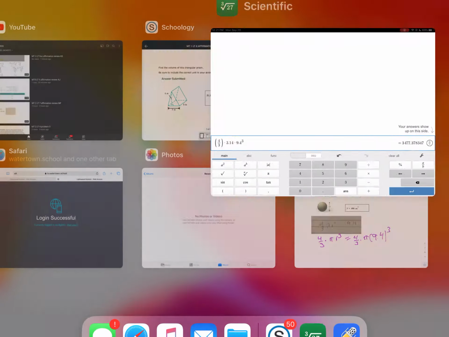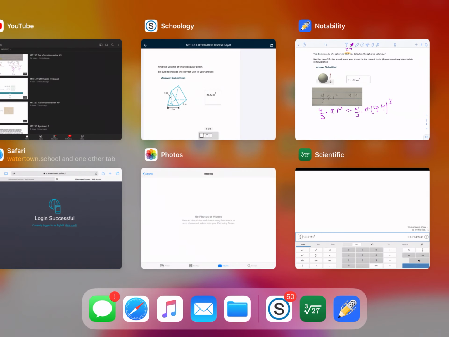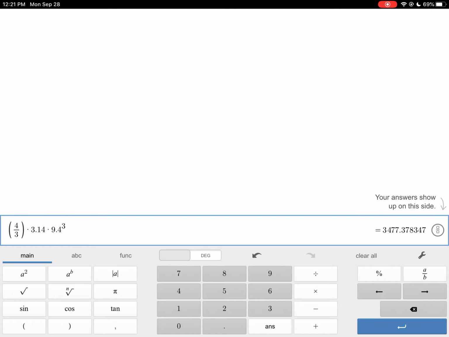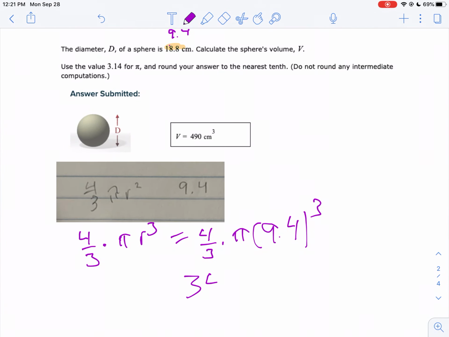3477. What are we supposed to round it to? On this problem, it says round to the nearest 10th. So 3477.4. And you had the correct units for cubic centimeters.